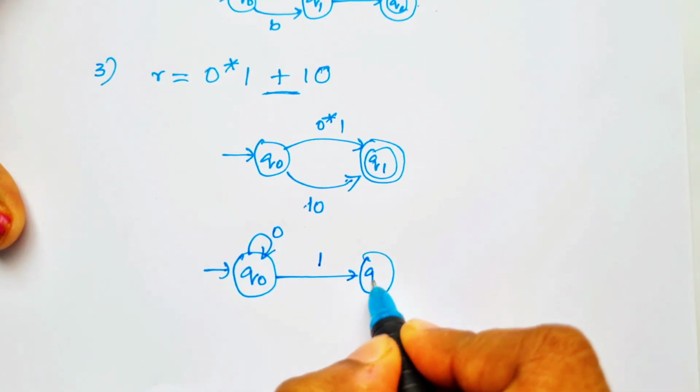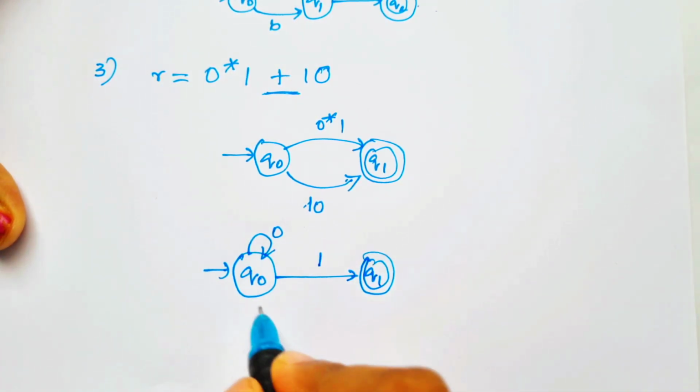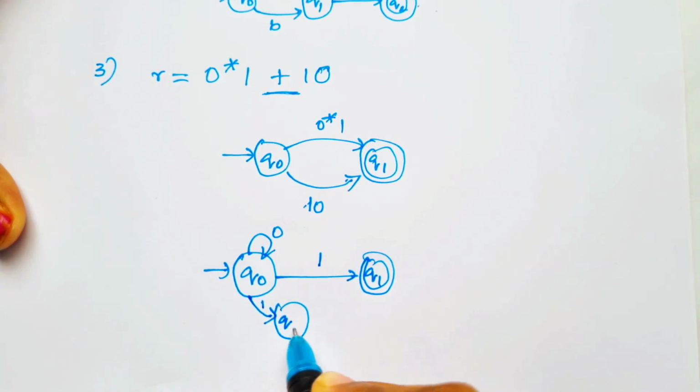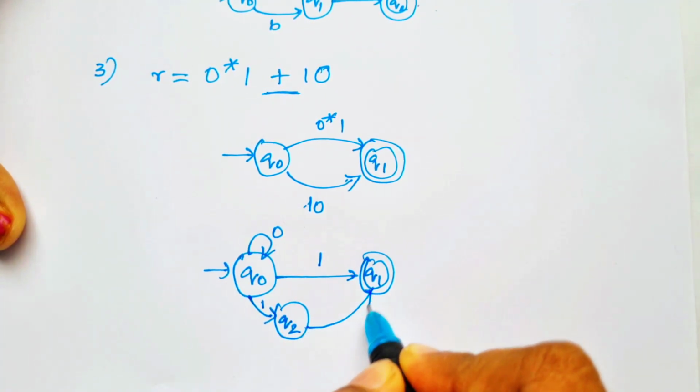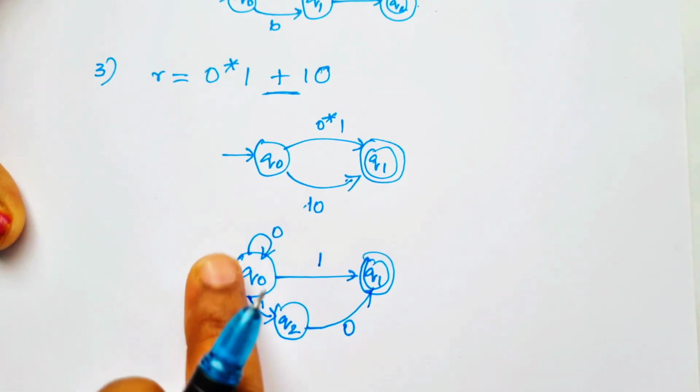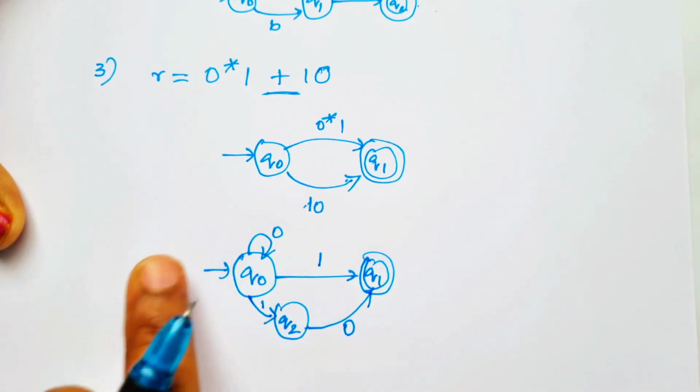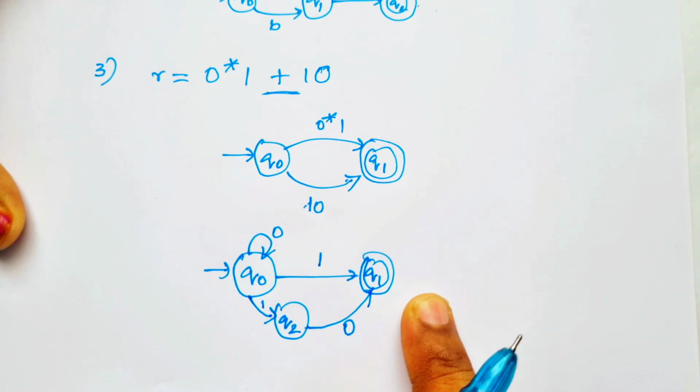It is ending in Q1. This side what you are having? 1 followed by, you can take some other new state and followed by 0. 0 star 1 or 1 0.